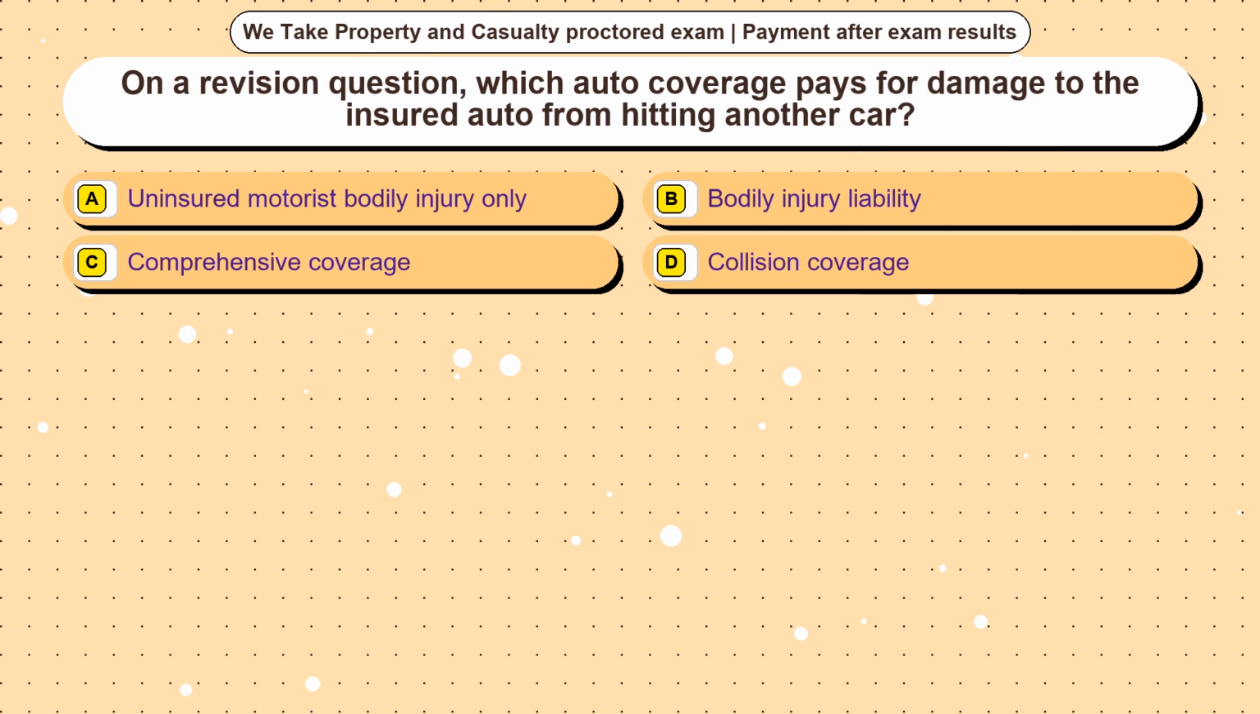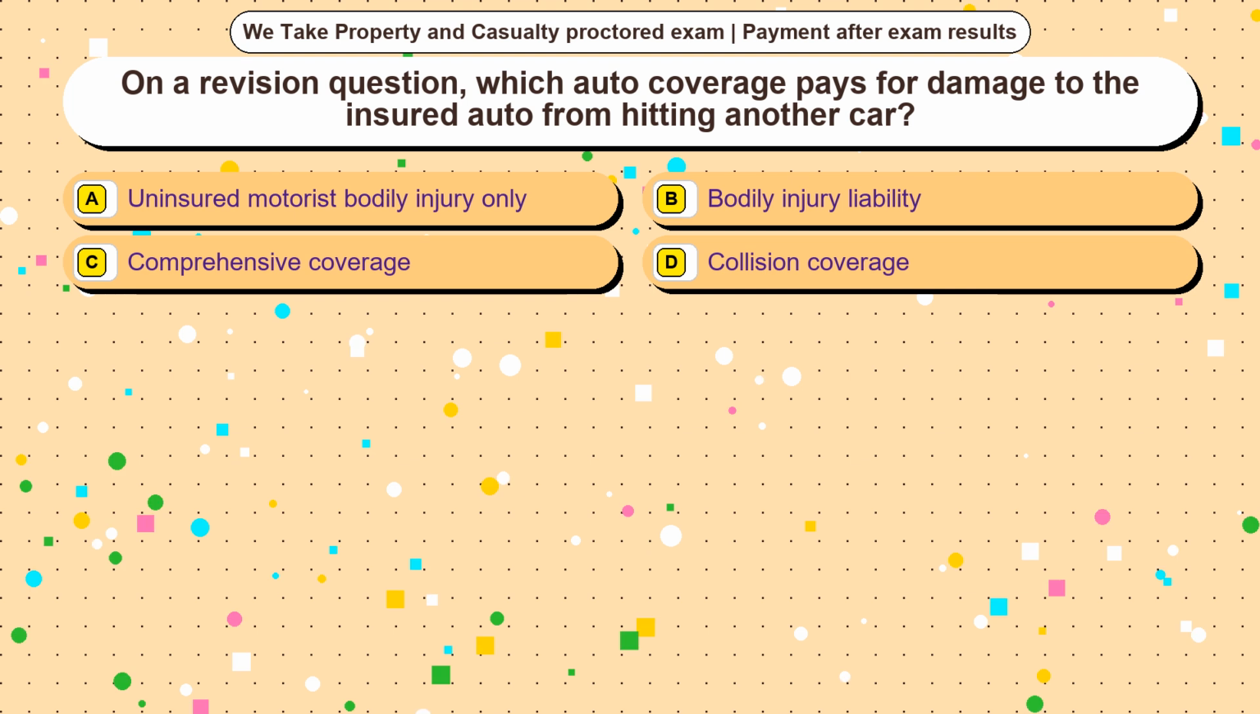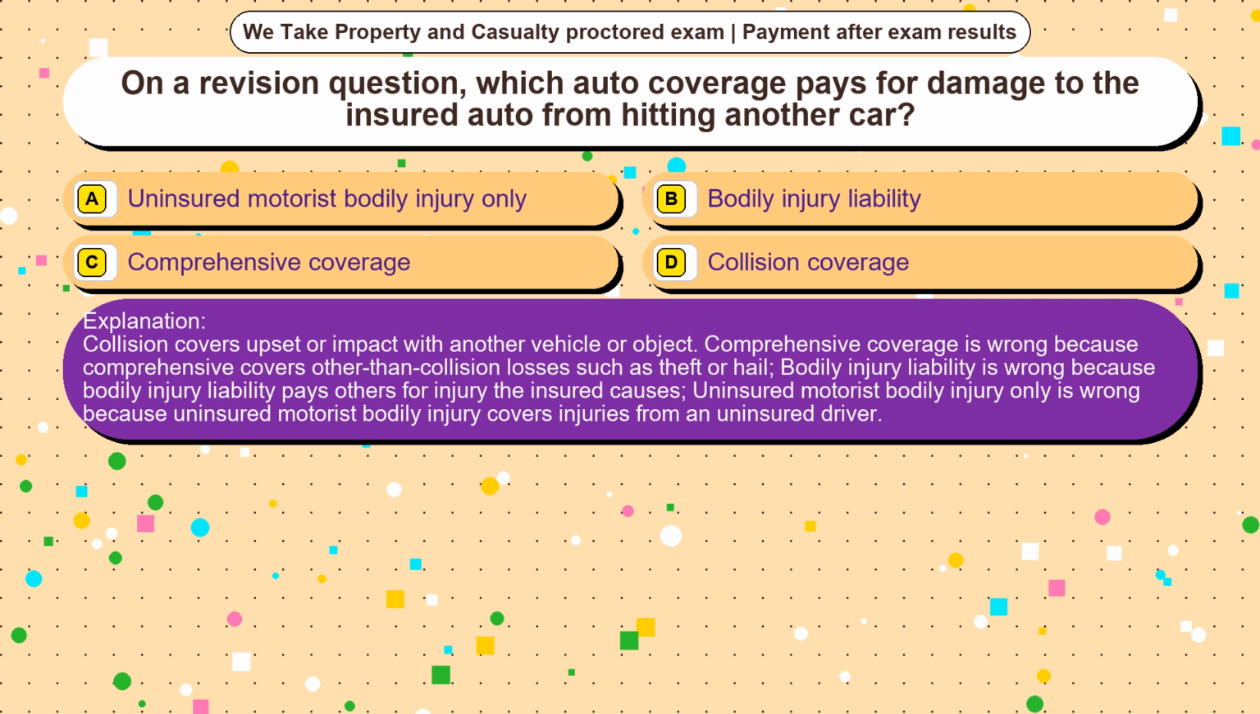Question 10. On a revision question, which auto coverage pays for damage to the insured auto from hitting another car? Option A, uninsured motorist bodily injury only. Option B, bodily injury liability. Option C, comprehensive coverage. Option D, collision coverage. The correct answer is option D. Collision covers upset or impact with another vehicle or object.